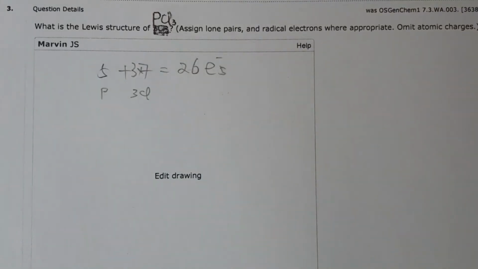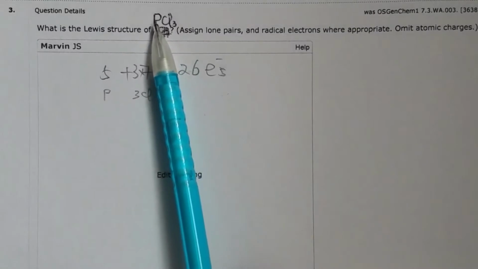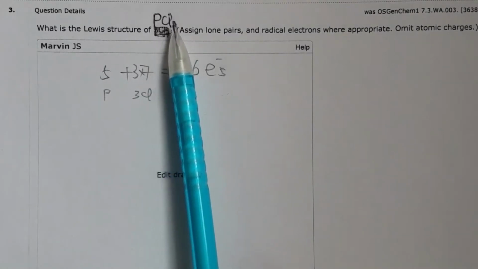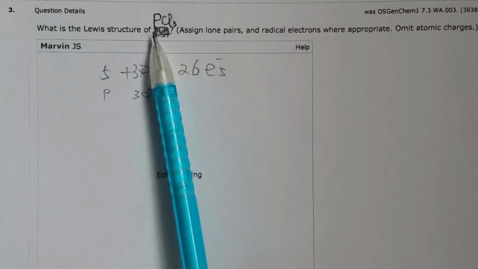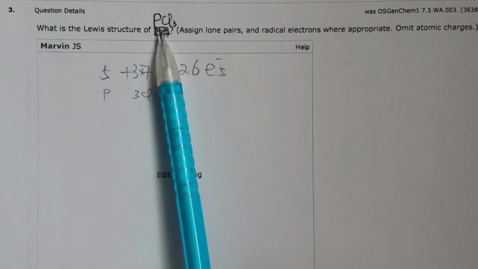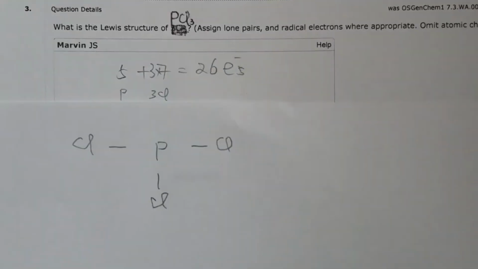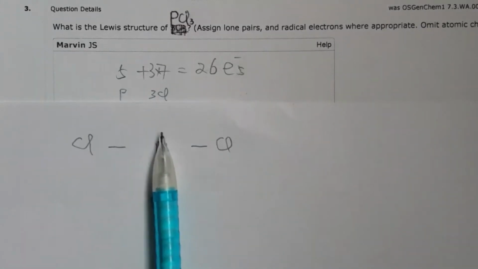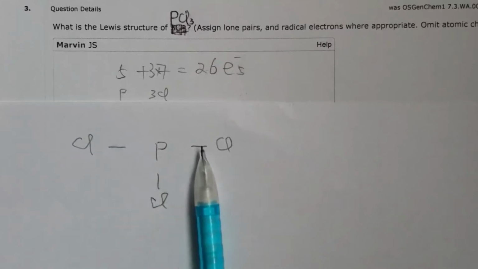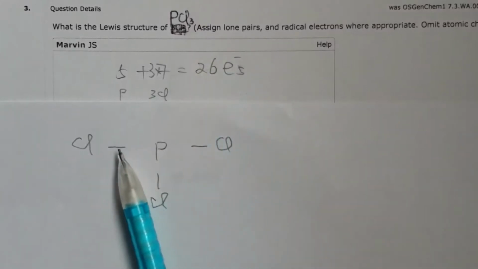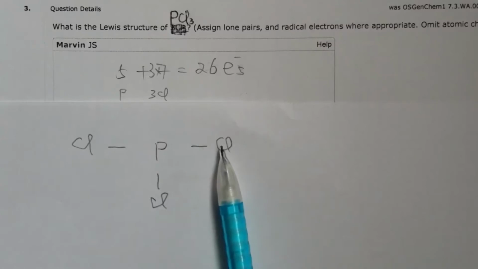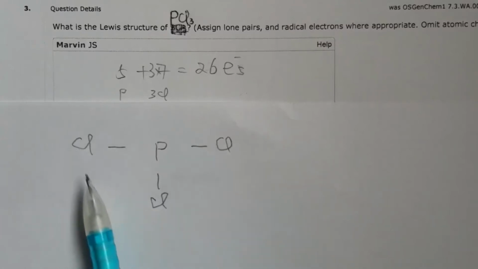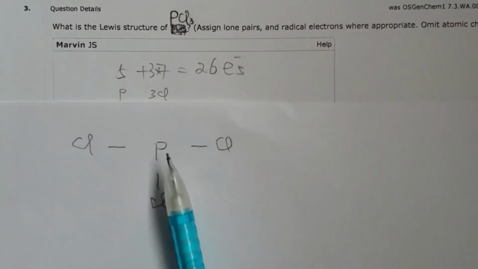Next, we are going to determine which one is a central atom. Since phosphorus is less electronegative than chlorine, we say phosphorus is the central atom. Since we already determined phosphorus is the central atom, we'll draw the skeleton structure of this molecule. So 3 chlorine atoms, just around phosphorus.